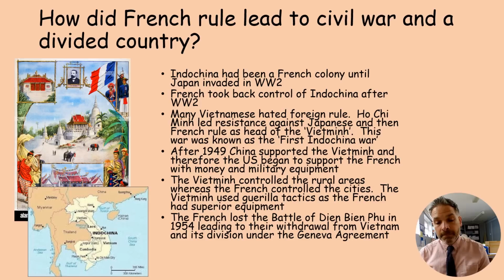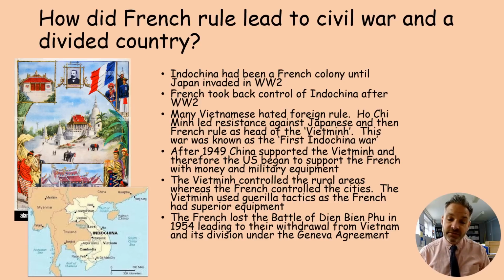The Viet Minh are very powerful in the rural areas of Vietnam, whereas the French tend to control the cities, and they use these guerrilla hit-and-run tactics using their environment very effectively against the French, in the same way that the Viet Cong or the NLF will use against the Americans later on. So the French might have the superior equipment, just like the Americans, but the nature of warfare the French really struggle with, just as the Americans will later on.